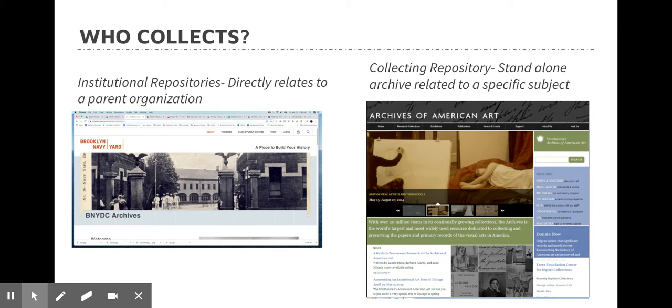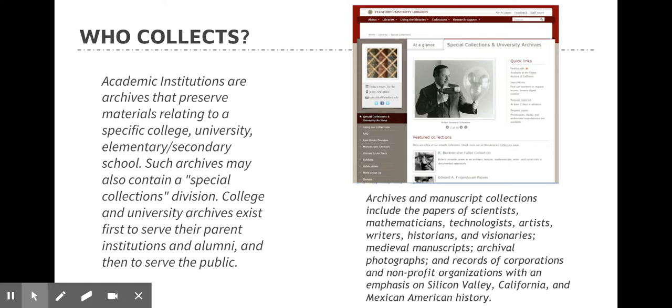In this course, we'll look at collections and a lot of different types of archives. There are two main types of archives: institutional repositories that collect based on a parent organization. For example, the Brooklyn Navy Yard has an archive dedicated to the history of the yard. There's also standalone repositories that collect a particular topic, such as the Archives of American Art or the New York Historical Society. In some cases, you'll see archives that are both.